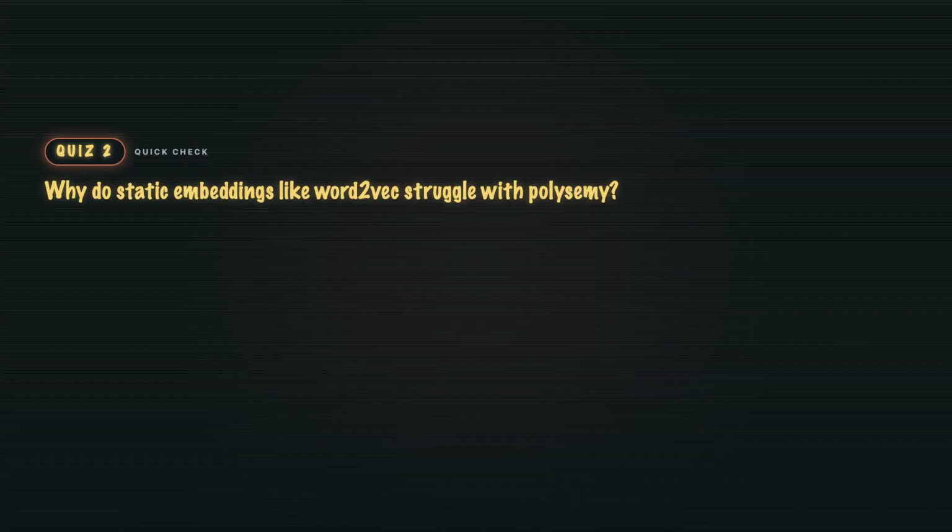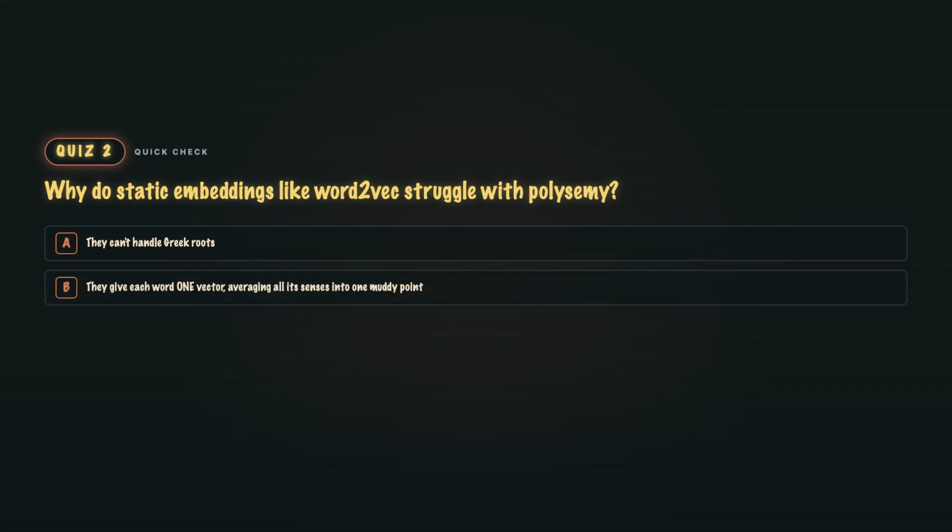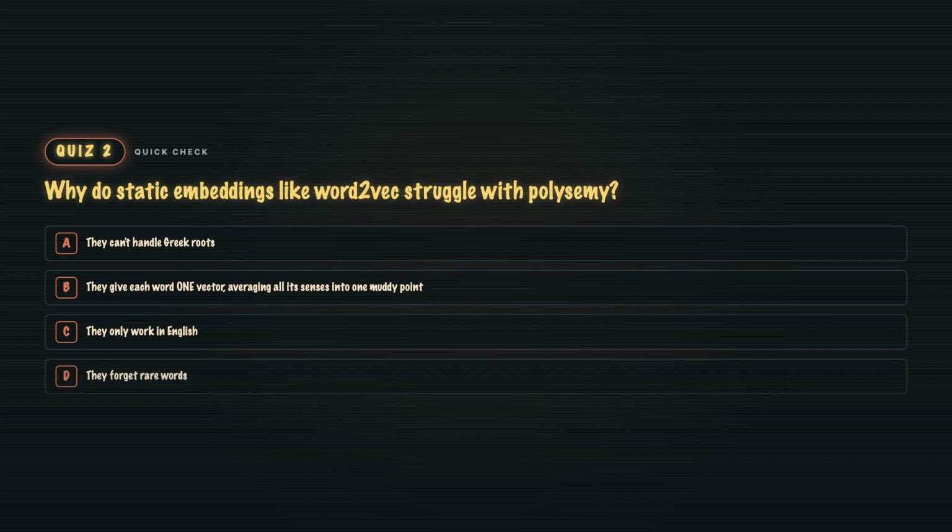Why do static embeddings struggle with polysemy? A. They can't handle Greek roots. B. They give each word one vector, averaging all senses into one muddy point. C. They only work in English. Or D. They forget rare words.